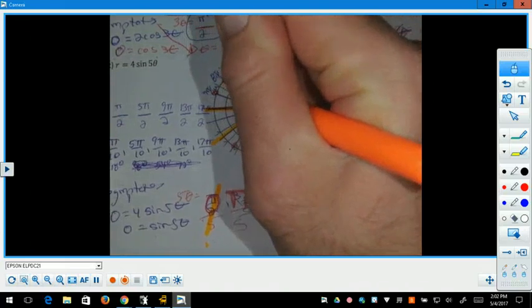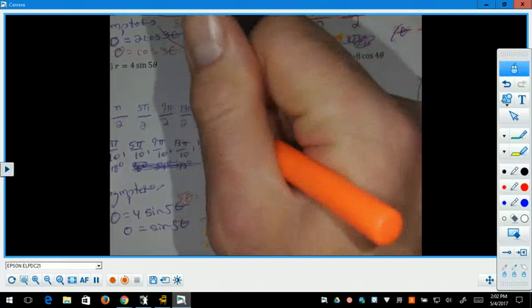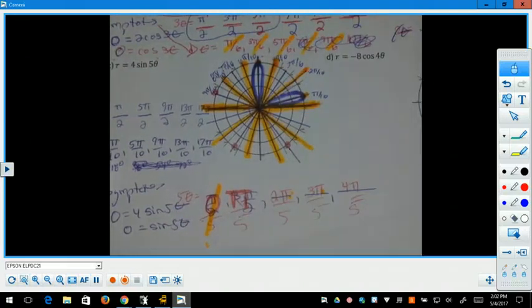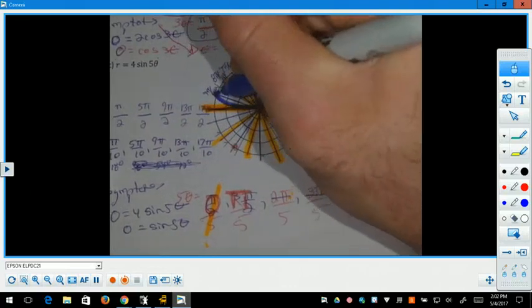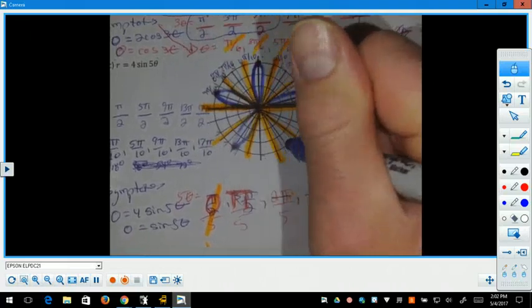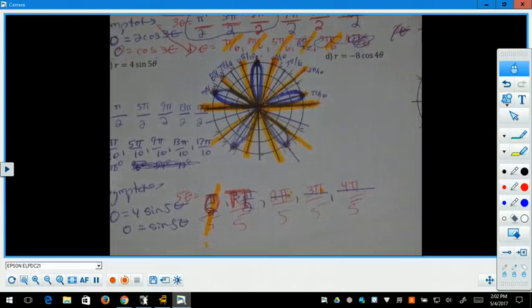So there's 8 pi over 10. And then obviously this one again, which we already had from 0. So now I just go from that point to the pole, from this point to the pole, from this point to the pole. And I have all 5 petals. Any questions on that?